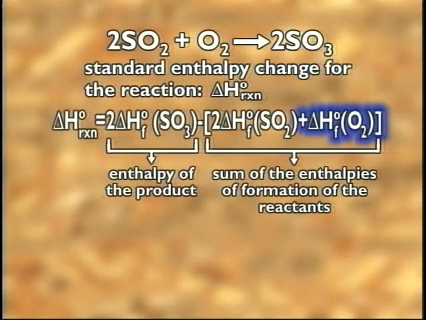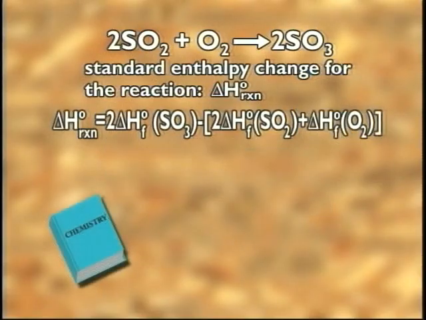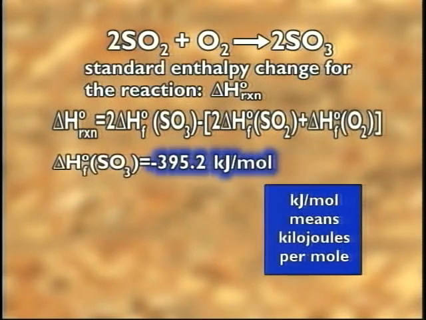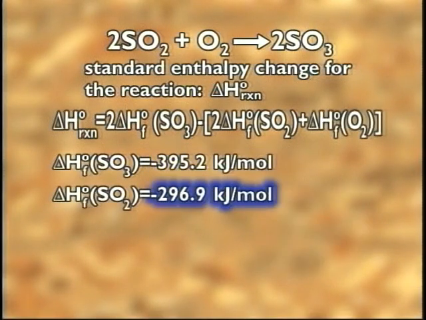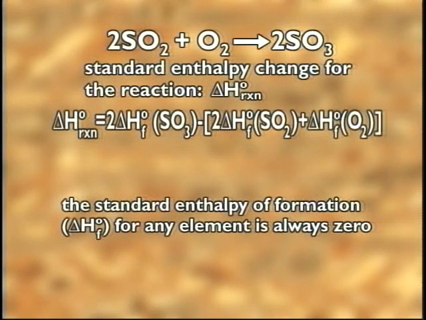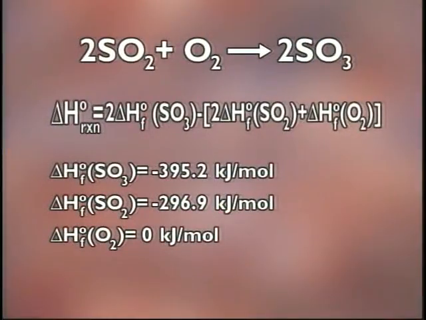Remember, the numerical values for the standard enthalpy of formation for each chemical can be found in tables in any general chemistry textbook. So don't stress about it, just look them up and plug them in. The standard enthalpy of formation for our product, sulfur trioxide, is negative 395.2 kilojoules per mole. For sulfur dioxide, it's negative 296.9 kilojoules per mole. And for oxygen, the standard enthalpy of formation is 0, because the standard enthalpy of formation of any element is always 0.